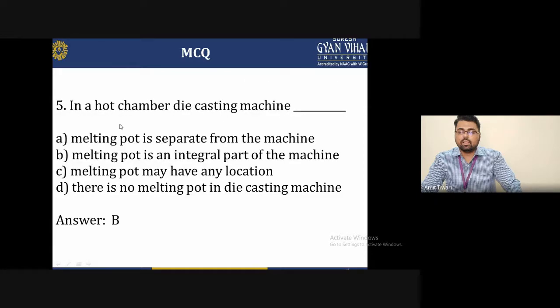Fifth question: in a hot chamber die casting machine, the options are A melting pot is separated from the machine, B melting pot is an integral part of the machine, C melting pot may be in any location, and D there is no melting pot in the die casting machine. The correct answer is B, the melting pot is an integral part of the machine.